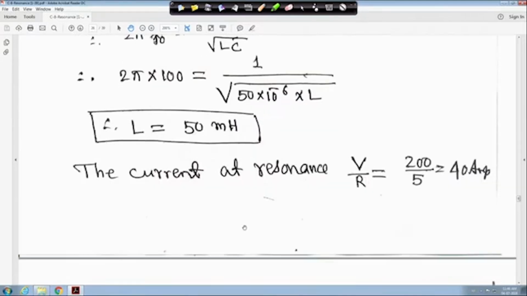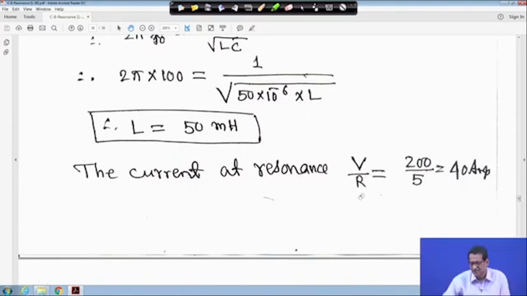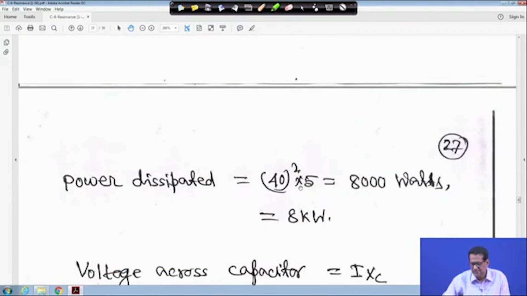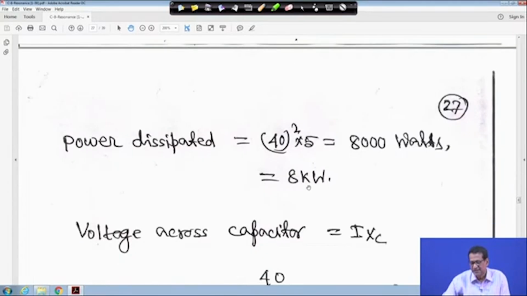Now the current at resonance will be V upon R, because XL is equal to XC. So the current is maximum. 200 by 5, so the current is 40 ampere. Right. Now the power dissipated is I square R, so 40 square into 5. So 8000 watt is equal to 8 kilowatt.